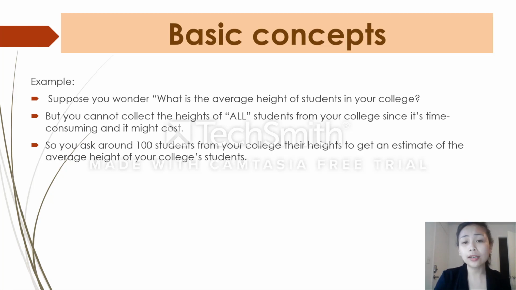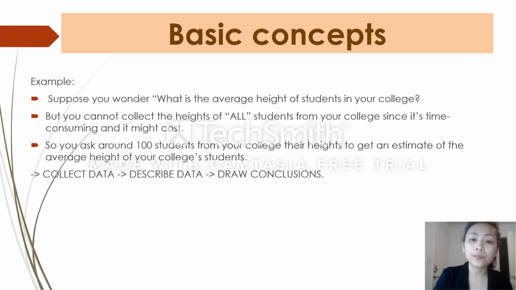So after you collect information, you will calculate the average height of the group of 100 students collected, and then make a conclusion for the average height of students from your college. So that's how you make statistics. First collect data, then describe the data, and finally from the data set draw a conclusion about the population.